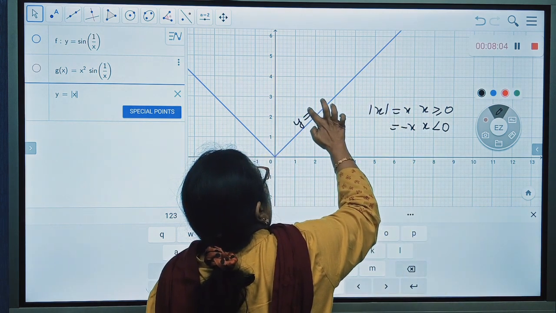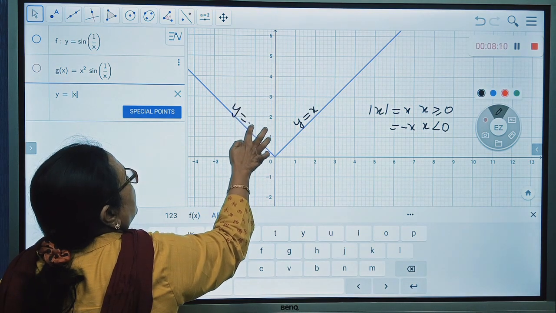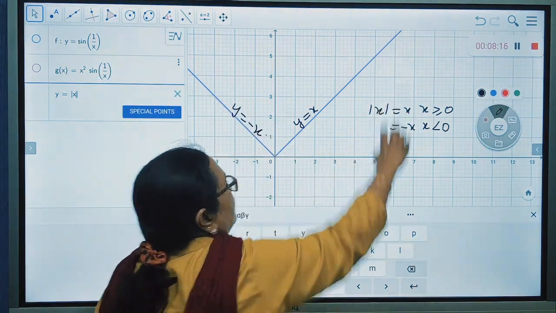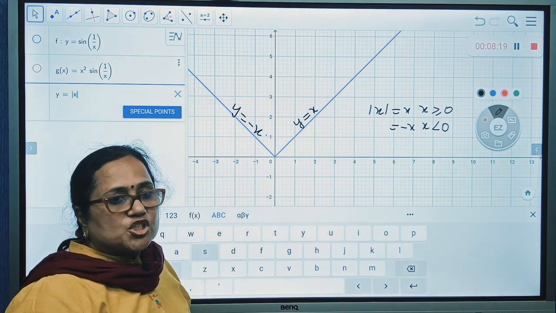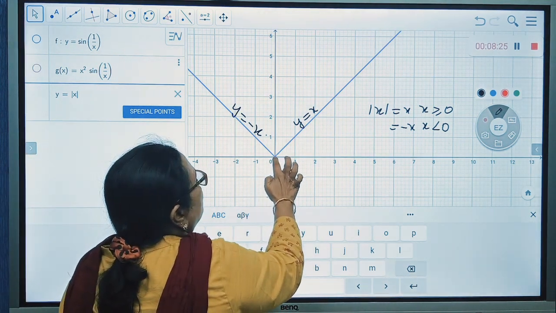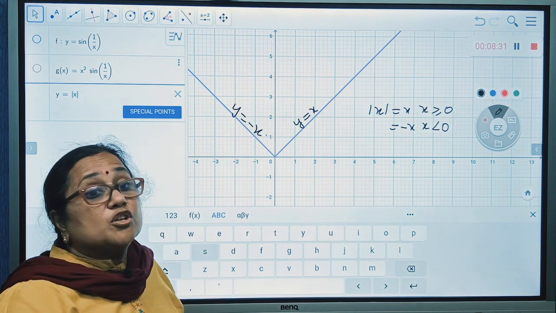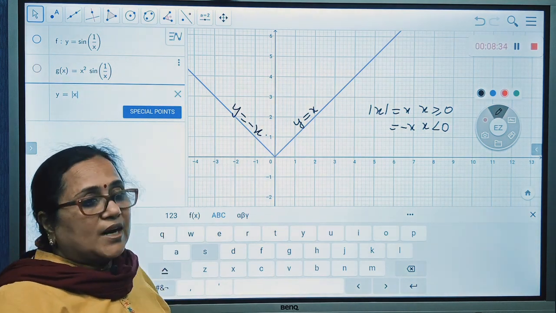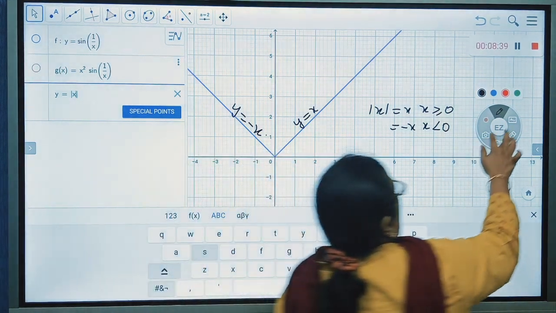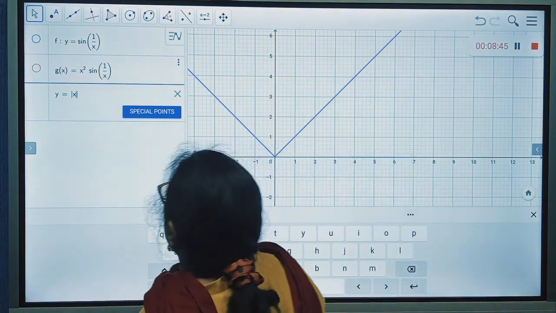So what is this portion of the graph? This is y equal to x. What is this portion of the graph? This is y equal to minus x. So I can draw this graph without lifting my hand, right? So we find that the function is continuous. Modulus of x is continuous. Even if you take a small neighborhood around 0, what will be the value of mod x? 0. So mod 0 is 0. Therefore, mod x is a continuous function. Is it clear?